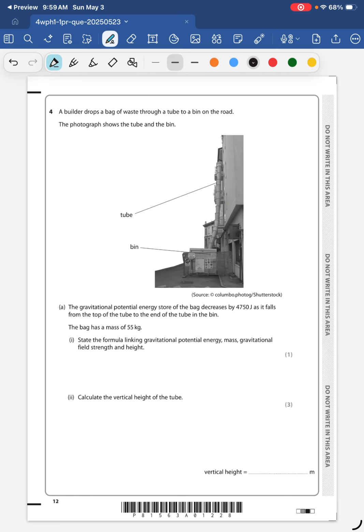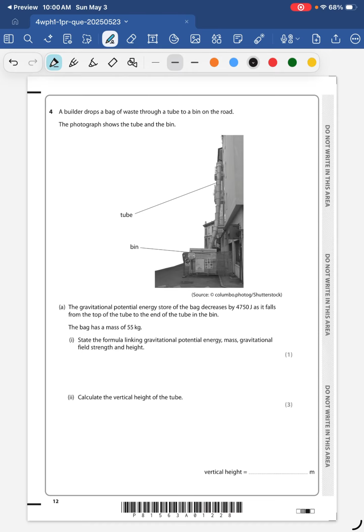So, yeah. Okay, question 4. A builder drops a bag of waste through a tube to a bin on the road, and we see the diagram, okay? The photograph shows the tube and the bin. The gravitational potential energy stored of the bag decreases by 4,750 joules as it falls from the top of the tube to the end of the tube in the bin. The bag has a mass of 55 kilograms. State the formula linking gravitational potential energy, mass, gravitational field strength, and height.